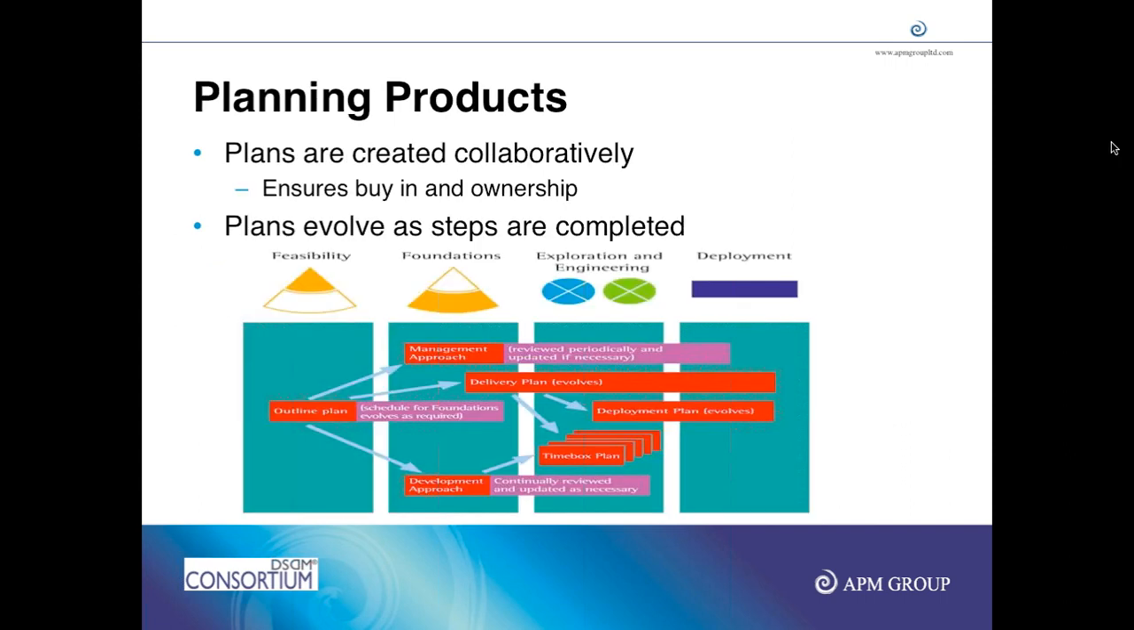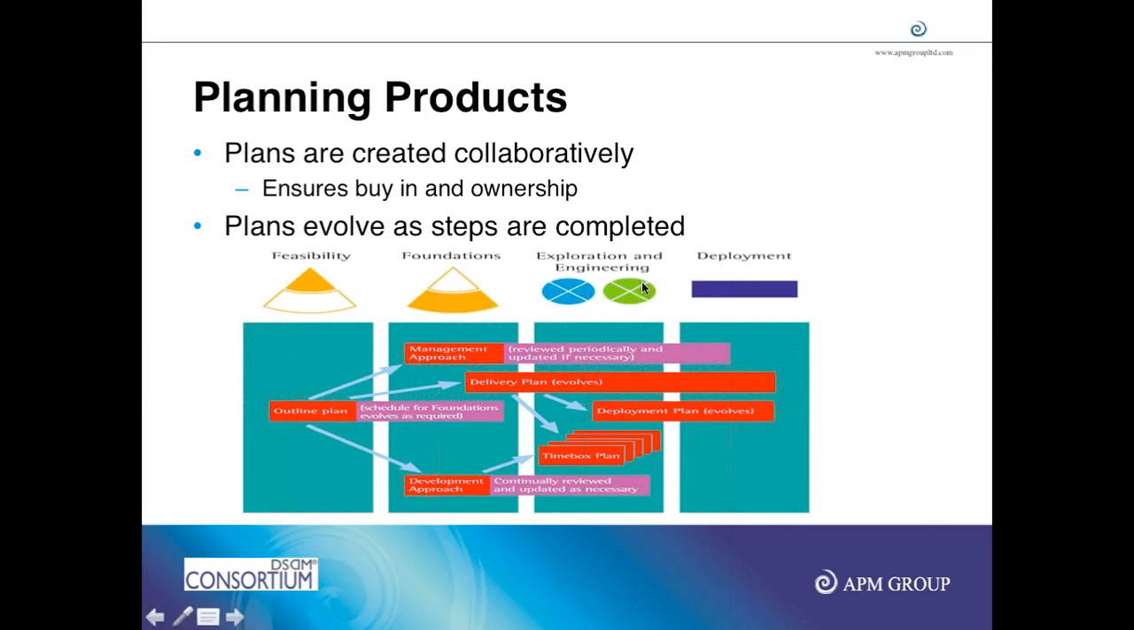Planning products, in a nutshell: as part of feasibility, we have the outline plan. As part of foundations, we have the delivery plan. We decide how the development will be done, and then we also have governance plans that tell how we are going to monitor the progress and delivery.